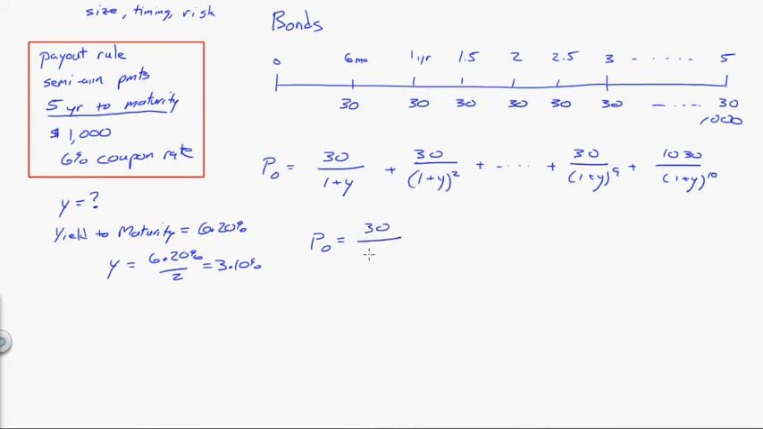So the price is going to be 30 divided by 1.031 to the first, plus 30 over 1.031 squared, plus, through all of these, 30 over 1.031 to the 9th, plus 1,030 over 1.031 to the 10th. Alright, so it's going to take you a long time to do that, right? So that's why you have the financial calculator.